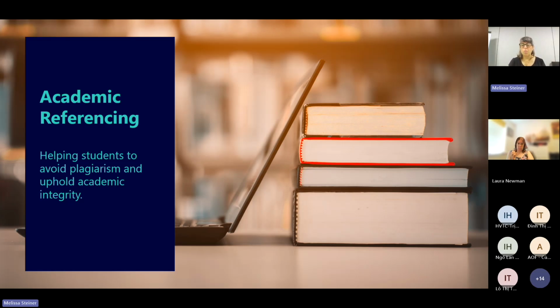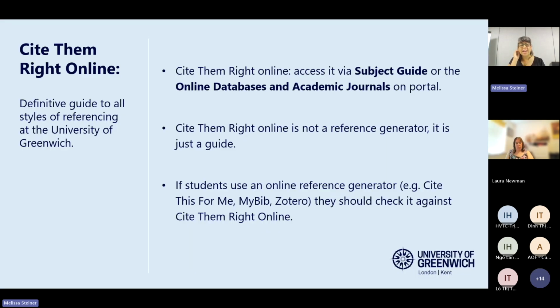And obviously, you might all be using different referencing styles. In the Greenwich Business School, they use Harvard, but there might be other styles as well. But the guide that we send students to, regardless of what style they're using, is Cite Them Right Online. So this is something that the University of Greenwich subscribes to. It's not freely available online. And so if students are trying to work out how to actually reference, I would recommend sending them there.